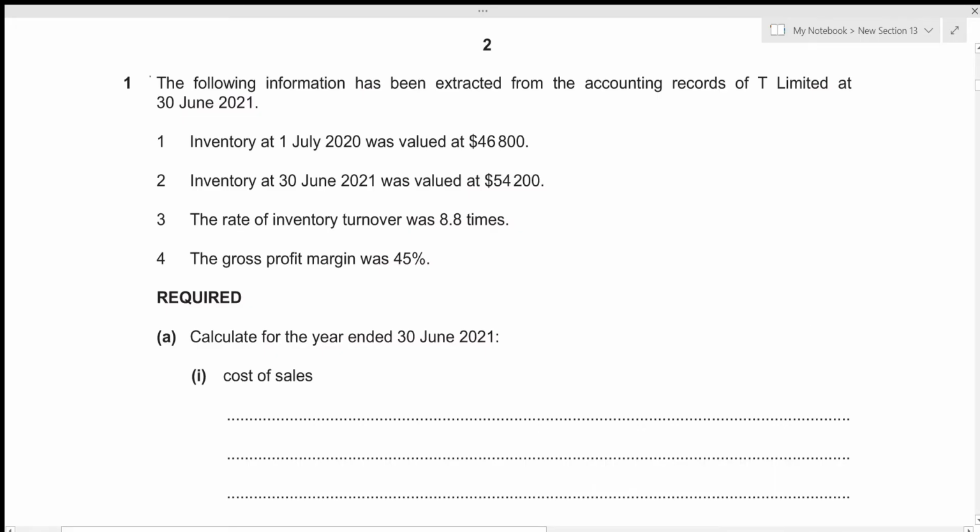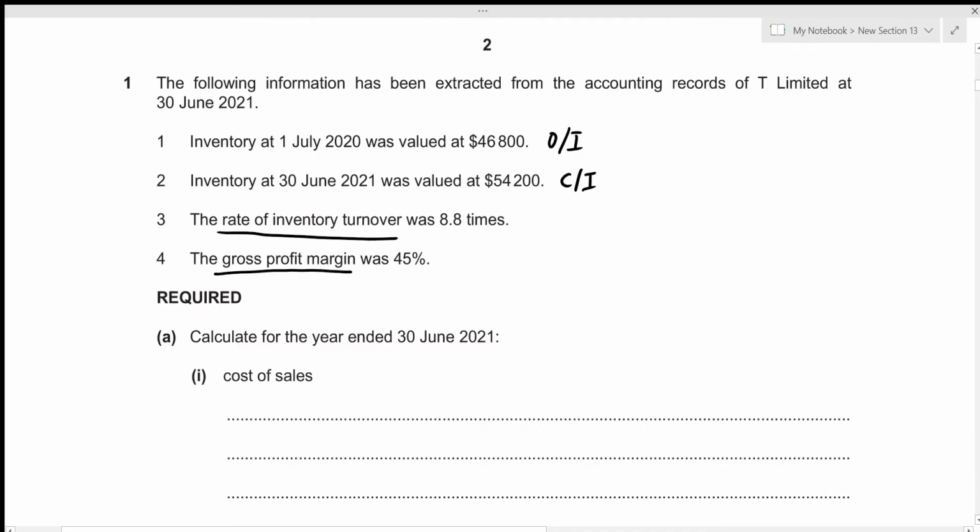The following information has been extracted from the accounting records of T Limited at 30 June 2021. We have inventory at 1st July 2020, which will be the opening inventory, right? Then we have inventory at 30 June 2021, which will be the closing inventory. Then we have the rate of inventory turnover, and we're also given the gross profit margin. Alright, so firstly, we need to calculate for the year ended 30 June 2021 the cost of sales.